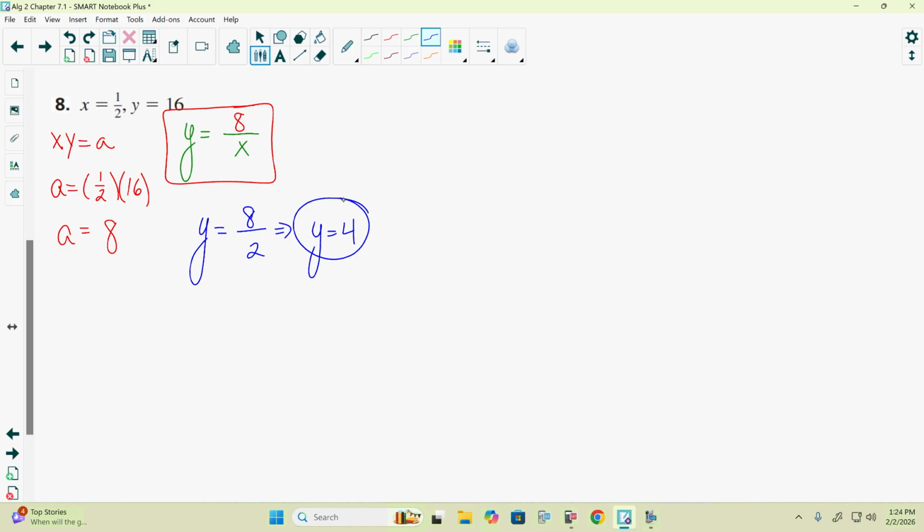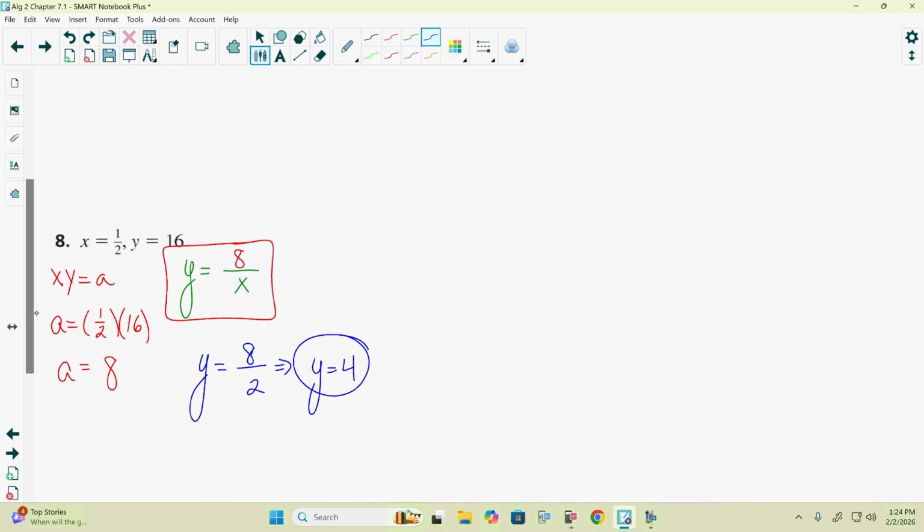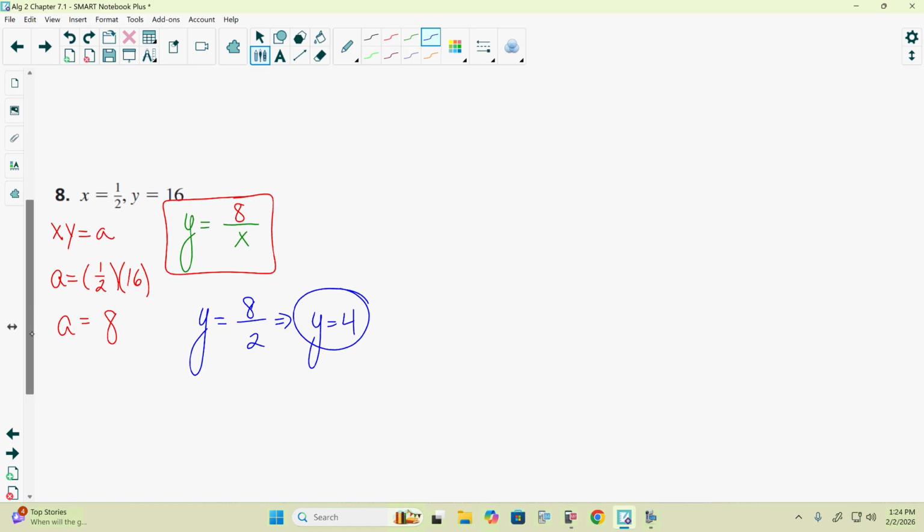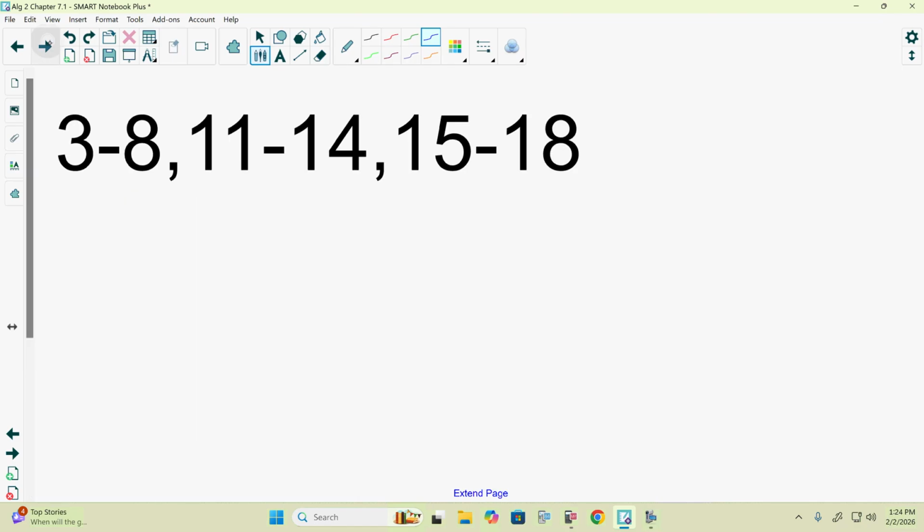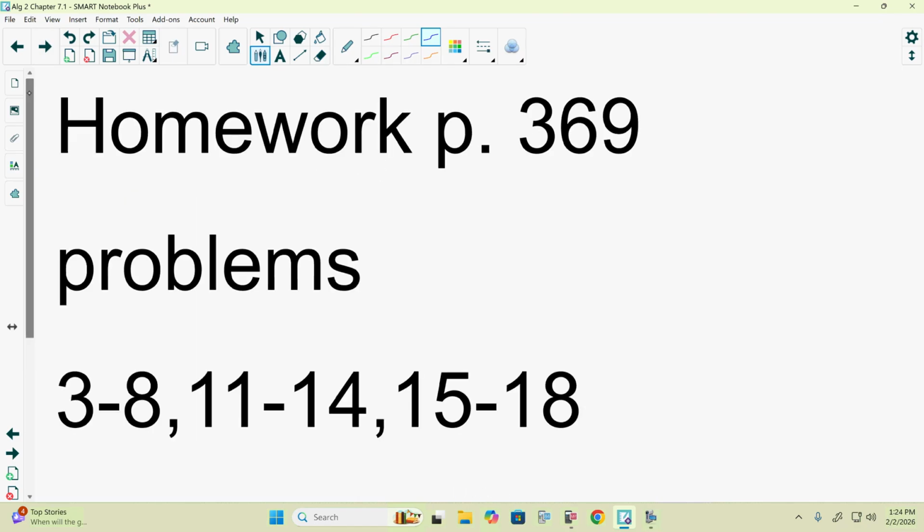Now, if the value of y, we're solving for y, does not divide nicely, does not divide evenly, you can leave it as a fraction. Questions on any of this here? Questions on anything we've done so far? And that's it.